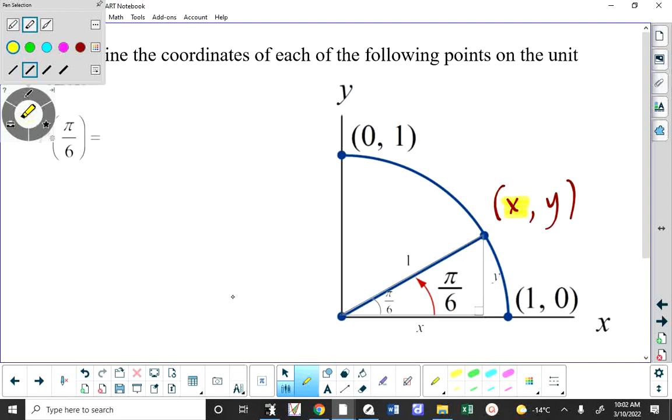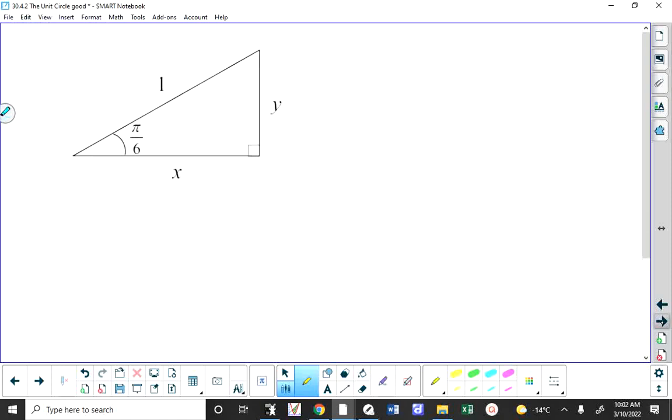The x-coordinate is this distance. The y-coordinate is this distance. So what we are trying to do is the following. We are saying, if we have this triangle with a hypotenuse of 1, because it's on the unit circle, what's x and y? How many of you remember doing this last year? Except maybe, particularly if you were in Mr. Hetlinger's class, he used the hypotenuse of 2. How many of you vaguely remember doing this?